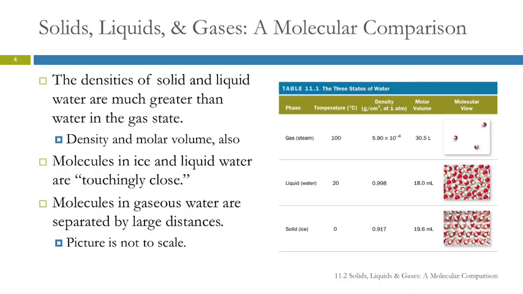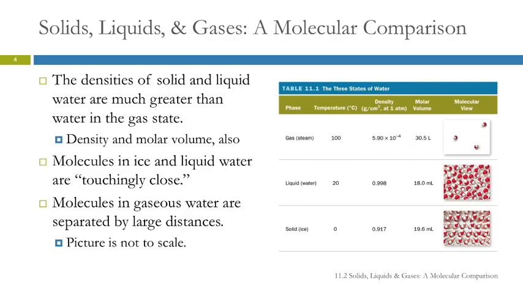Molar volume is similar. It's related to the density, so it should be similar. The volume of 1 mole of liquid water is about 18 milliliters. For ice, it's 19.6 milliliters. A little higher, but still roughly the same. For water in the gas state, 1 mole of water would occupy 30.5 liters. That's a lot more than 18 milliliters.